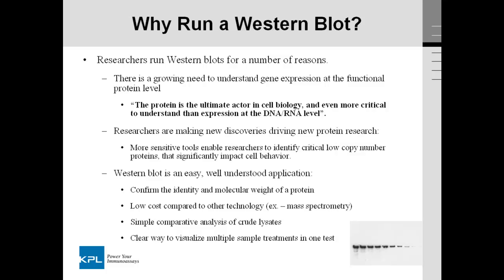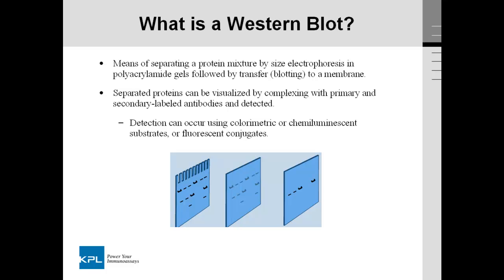A Western blot is a means of separating a protein mixture by size, using electrophoresis in a polyacrylamide gel, followed by transfer or blotting onto a solid support membrane. These separated proteins may then be visualized by complexing them with a primary and secondary labeled antibody and then detected. Detection occurs using colorimetric or chemiluminescent substrates or via fluorescent conjugates.